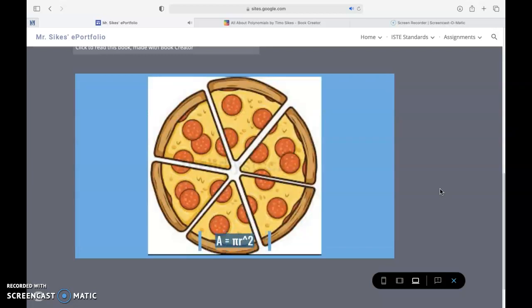Let's try to find the area of one slice of pizza when the radius is equal to 6 inches. Since the radius is equal to 6 inches, we can square 6 to find 36 square inches.